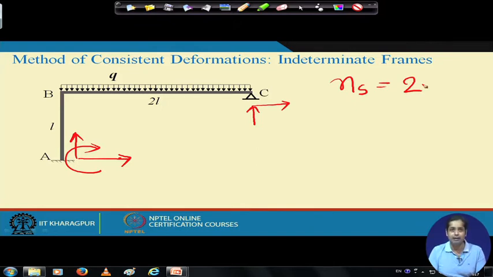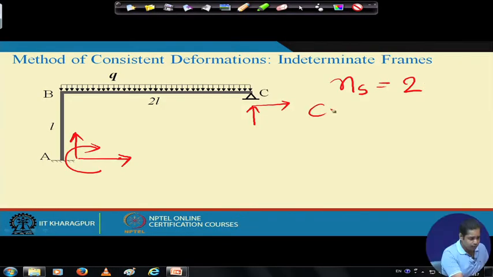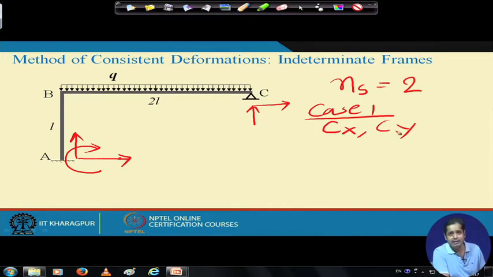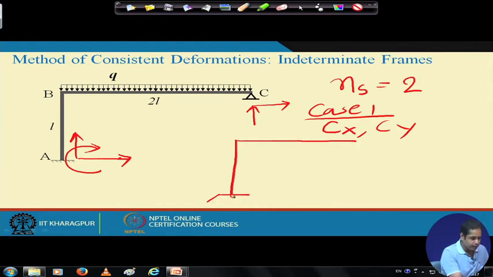The second thing is identifying the redundant forces. Now, when we have more than one degree of static indeterminacy, we have more than one choice of redundant forces, or selection of redundant forces. For example, one case is, case 1, we can take Cx and Cy as redundant forces. And if you take Cx and Cy as redundant forces, our primary structure becomes like this. It remains fixed, and there is no support at C, because both the reactions Cx and Cy we have taken as redundant forces. Now, this is again a statically determinate structure.